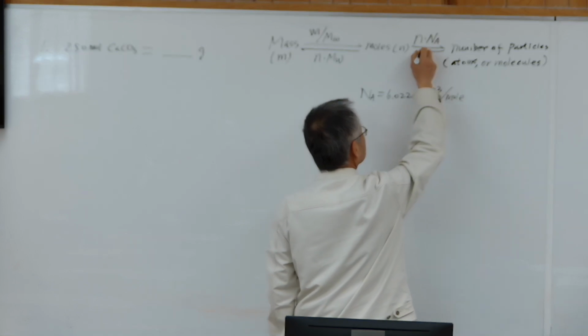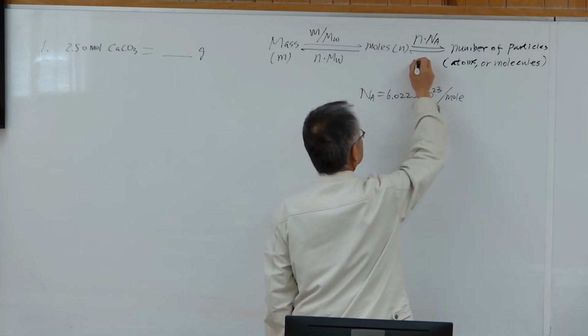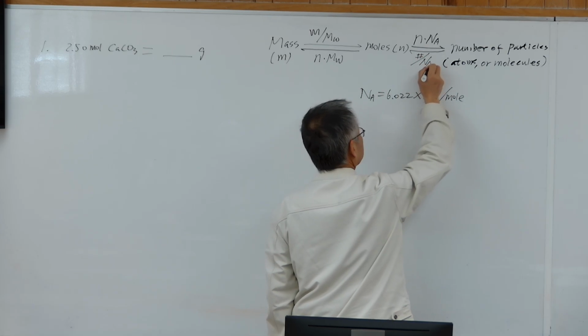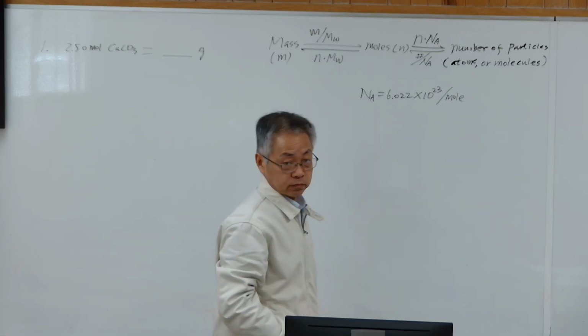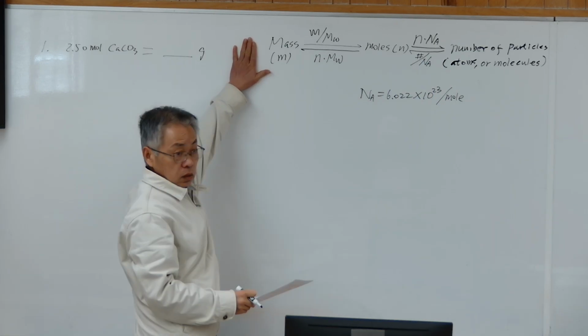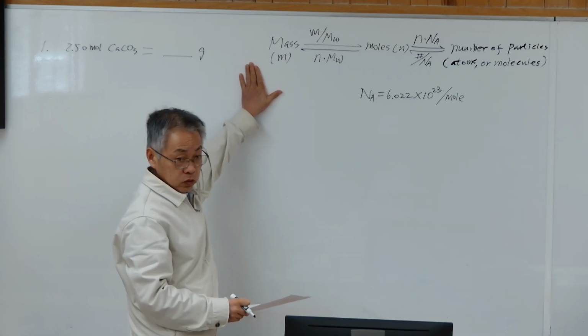If we know the number of particles, how can we get back to moles? Number divided by Avogadro number. Again, this chart is very important. Everybody must understand. Otherwise, you cannot pass any chemistry test in the future. Always have this.